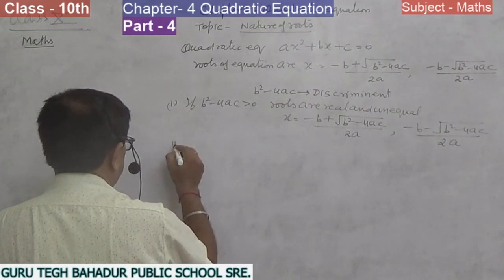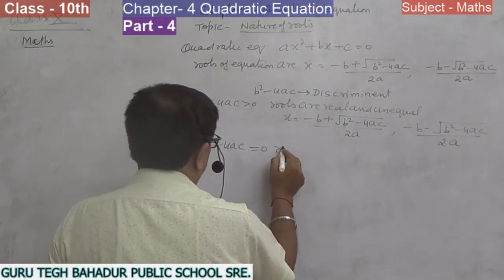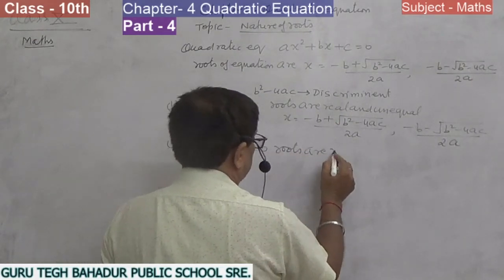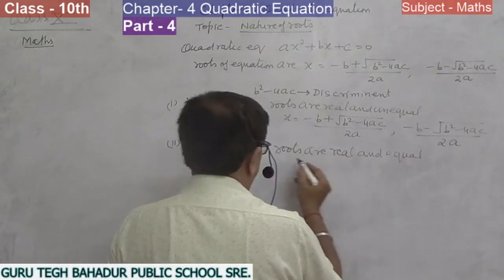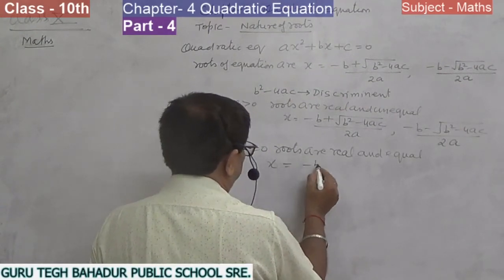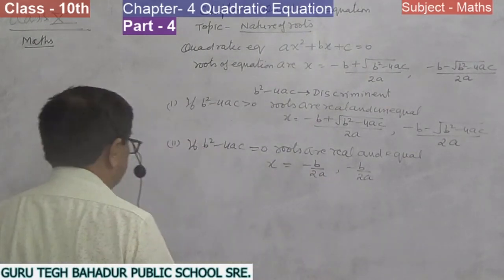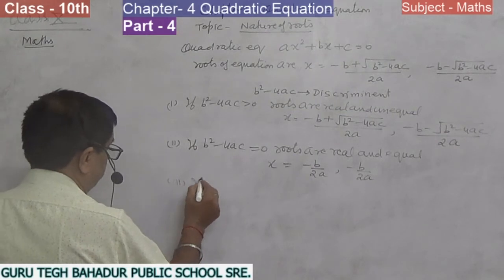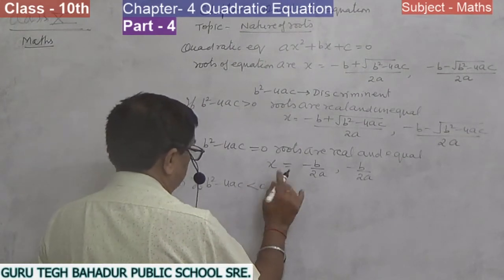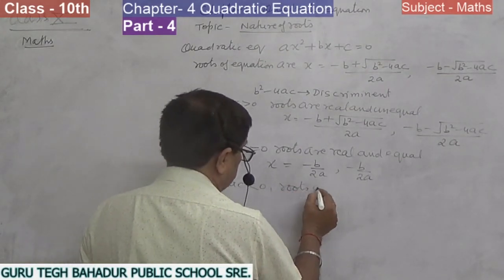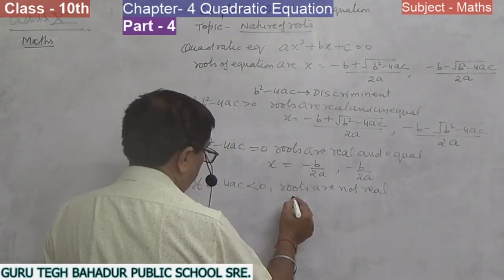Second case, if b square minus 4ac is equal to 0, roots are real and equal. In that case, roots will be minus b upon 2a and minus b upon 2a. In third case, if b square minus 4ac is less than 0, then roots are not real. Now come to exercise 4.4.